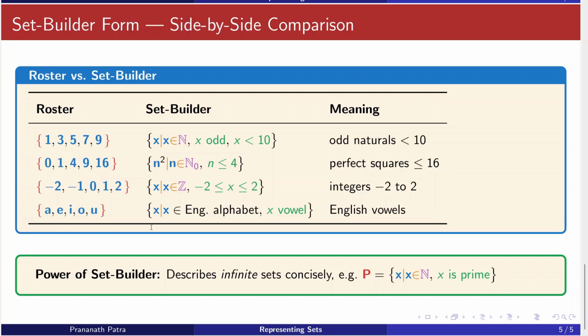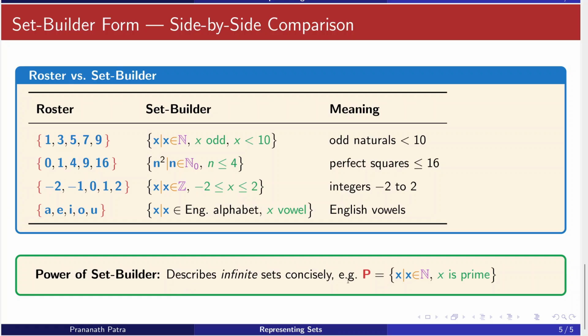In set builder form, we can say the set of all x such that x is an element of the English alphabet and x is a vowel. We'll finish today by highlighting the true power of set builder form. While it might seem like a bit of extra mathematical writing for very small sets, its real strength is that it allows us to describe infinite sets concisely and elegantly.